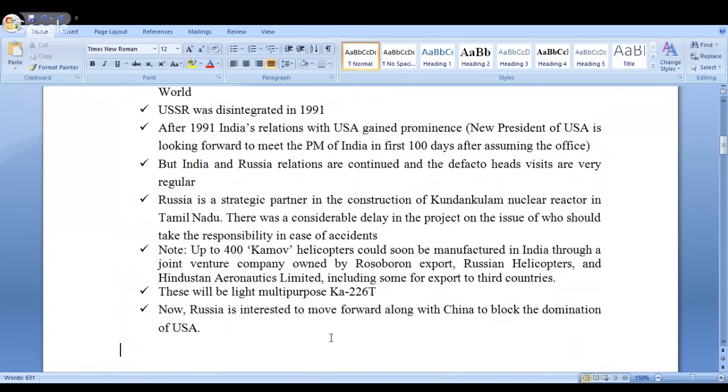Now, Russia is interested in moving forward along with China to block the domination of the United States of America. So when India is changing strategies and strengthening its relations with the United States of America, India has no objections. Similarly, other countries are also sovereign nations. That is the reason why the government of the day will decide what our foreign policy should be. Even foreign policies are not static. Just because we were with Russia for a long period of time, it does not mean that we will continue with Russia only. Though Russia is a very close ally of India, it seems that Russia is moving in the same direction along with China to block the domination of the United States of America. These things you need to observe very closely and clearly.